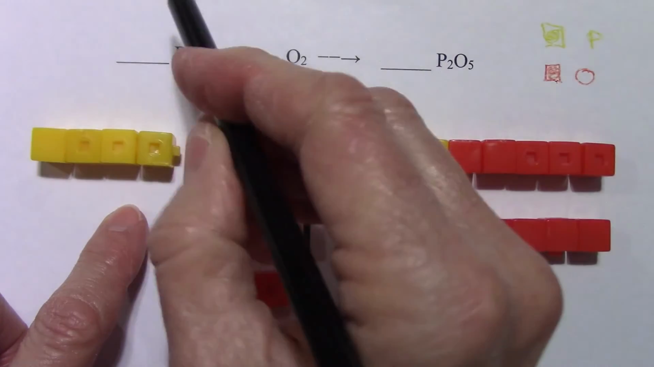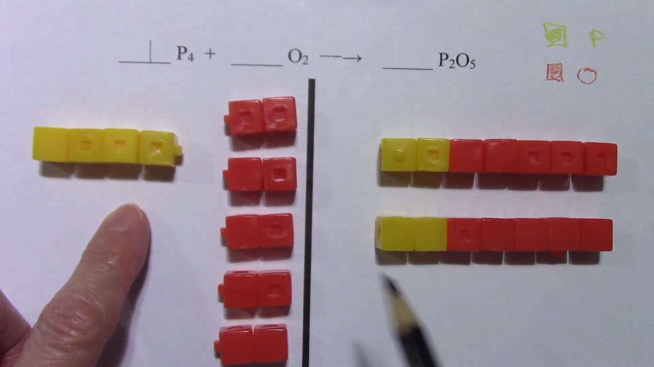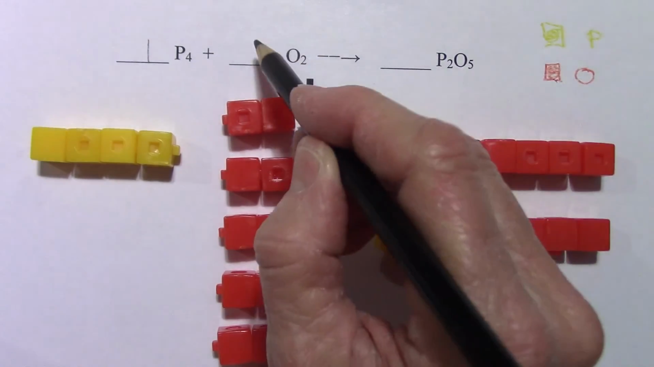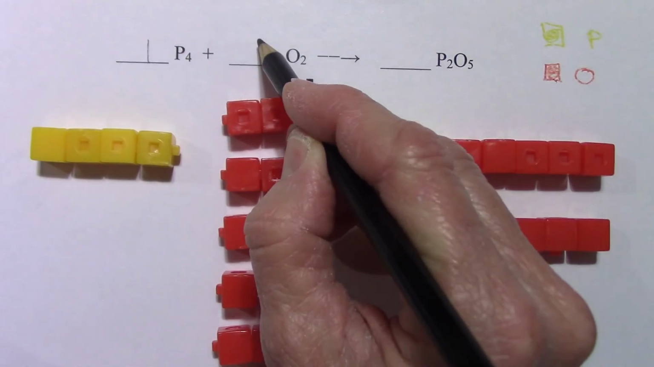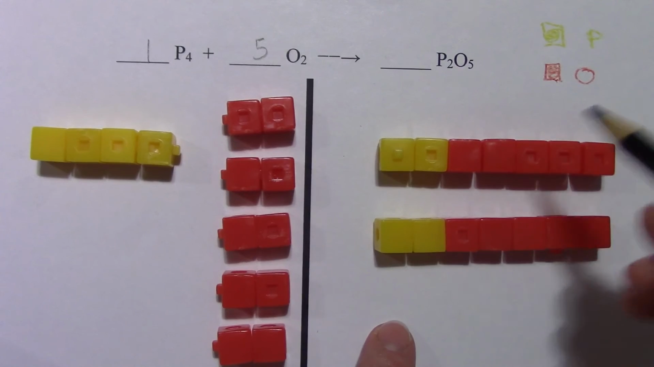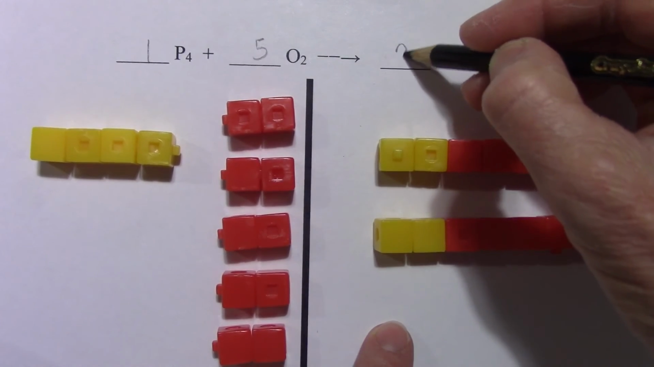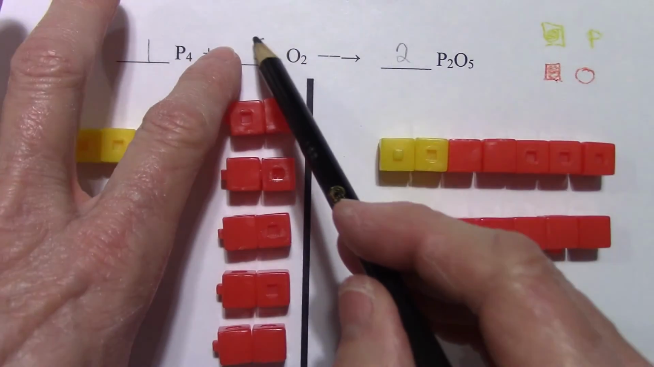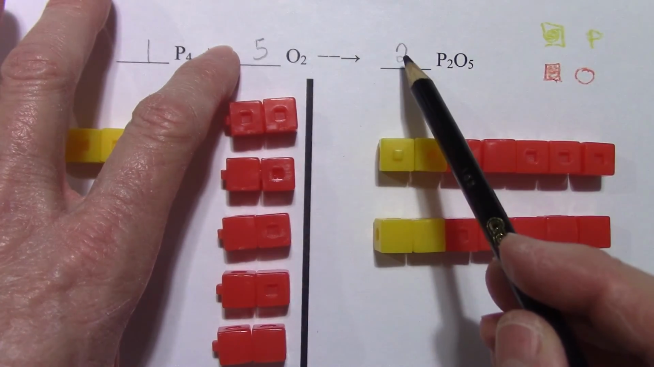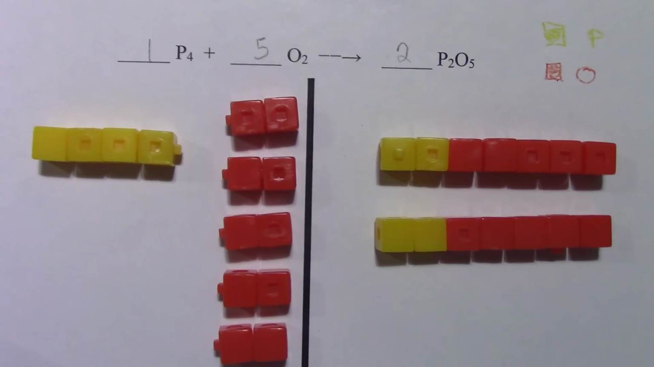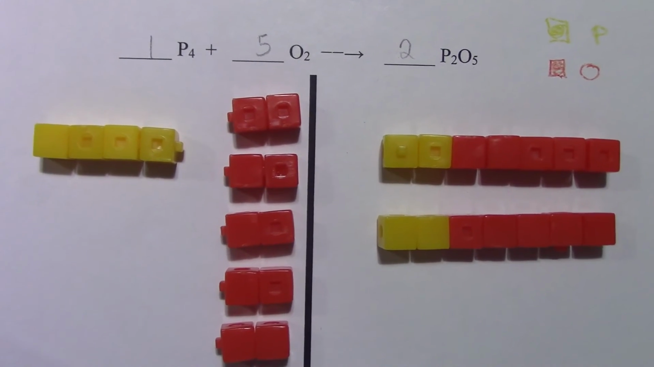So then I have 1 molecule of phosphorus, and then I have 5 molecules of oxygen and 2 molecules here. And I can quickly see that 5 times 2 gave me my 10, 2 times 5, there's something going on there. Okay, let's see if we can continue the pattern.